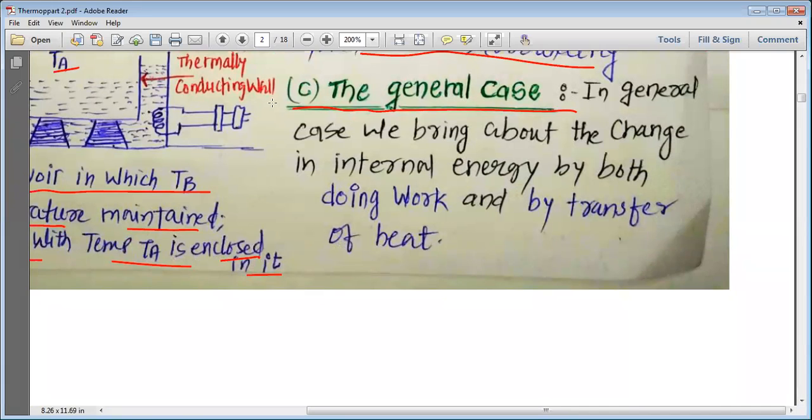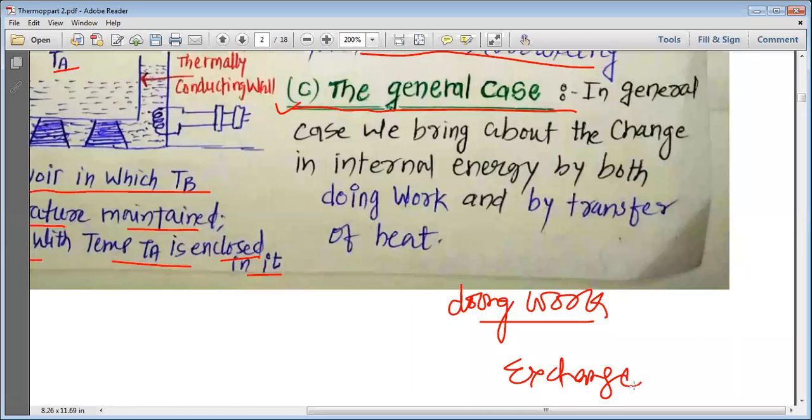What is the general case? Let me explain and then I can read the text for you. The general case is the case where we bring about the change in internal energy by doing both things, that means by doing work and at the same time by exchanging heat.